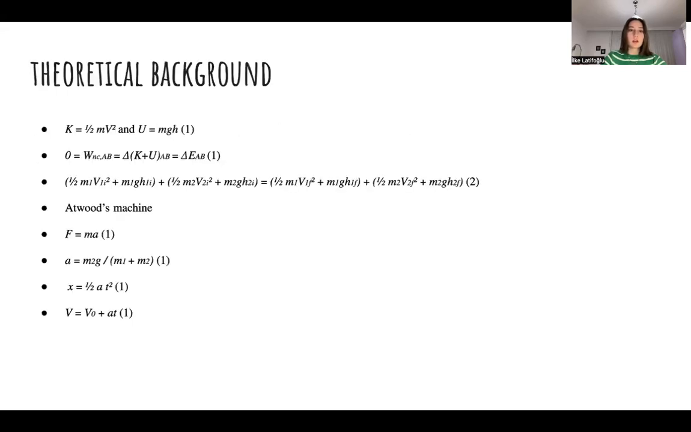For the theoretical background, I used energy formulas for the translation of kinetic energy, potential energy, conservation of mechanical energy, Atwood's machine, Newton's second law of motion, and motion formulas for displacement and velocity.